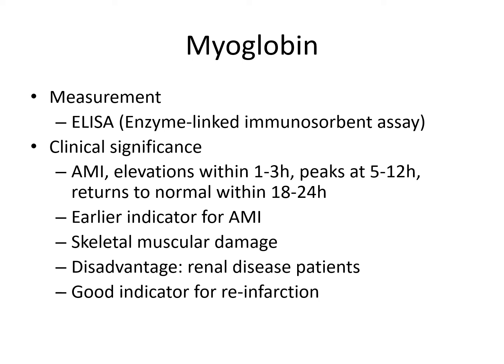The clinical significance is that myoglobin elevates very early. You'll see myoglobin begin to rise within 1 to 3 hours after a heart attack. But it also peaks relatively early as well, 5 to 12 hours, and then returns to normal in under a day. So it peaks fast, but it returns to normal very quickly as well. So it's a good early indicator for AMI, and can really help with determining whether thrombolytic therapy should be used or not, but it can also be falsely elevated in people with kidney disease, just like with troponin T.